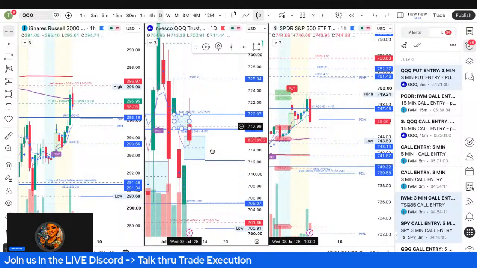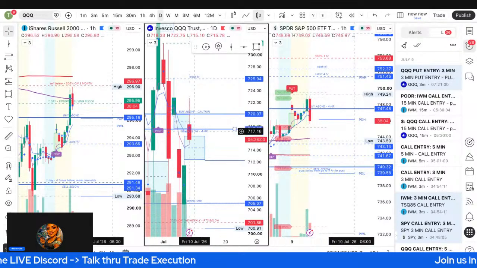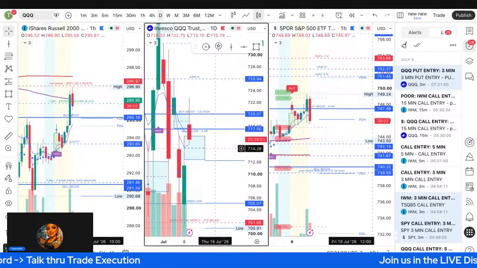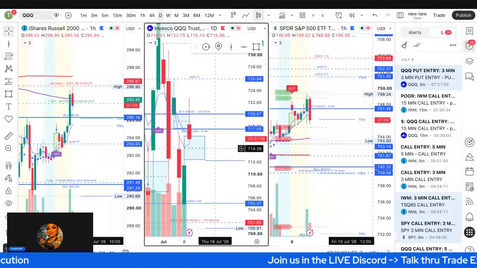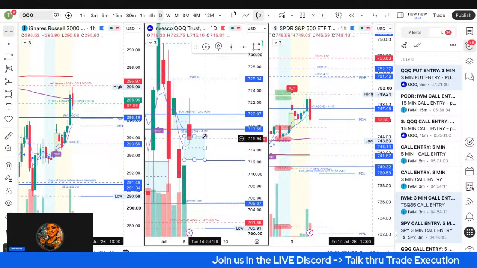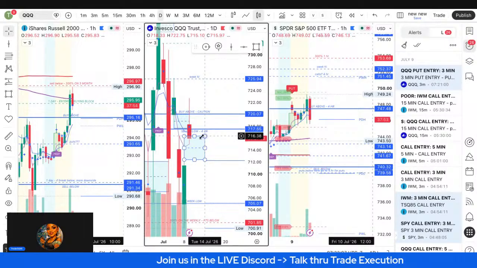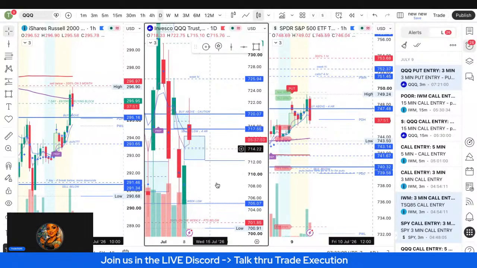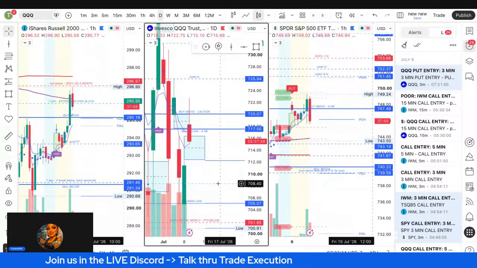The goal is going to be to try to engage with this 50% level here, at least on the daily. So practice your risk management. If you're not already in puts, you can wait for a retest back into this level here.